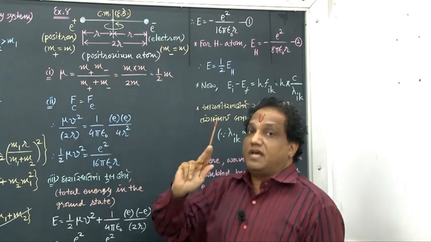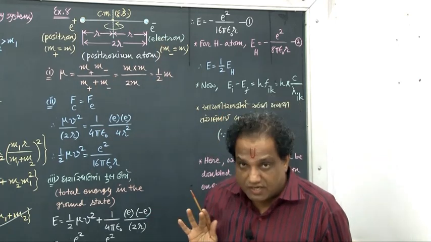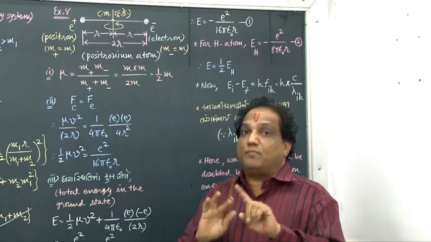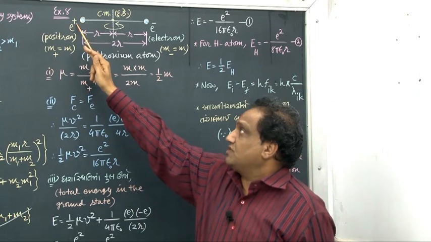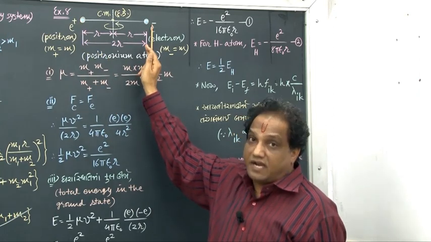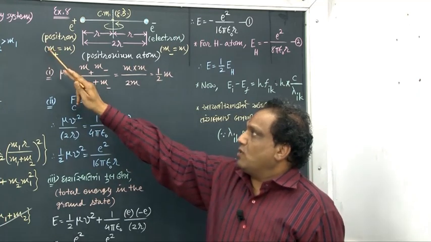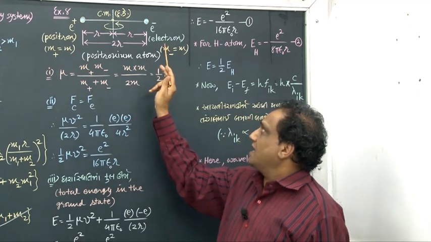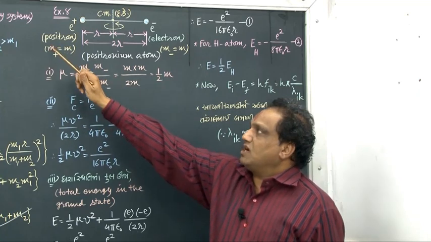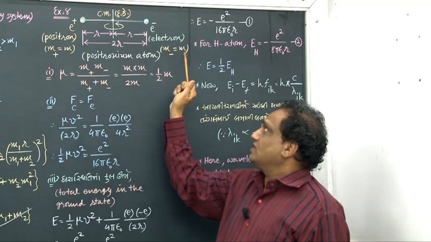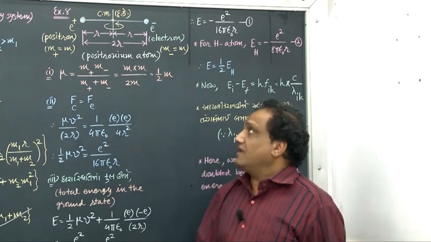Positron and electron are antiparticles of each other, having same masses, same magnitude of charge, but opposite polarity. One is having positive charge, another is having negative charge. They have same mass. So M positive is also M, M negative is also M. This is mass of positron, which I am taking M. This is mass of electron, which is also M. They have same mass. Fine.